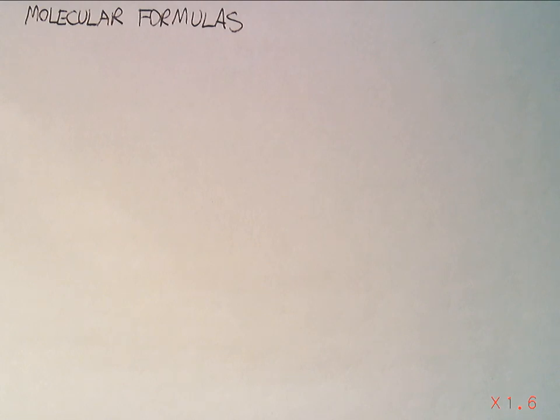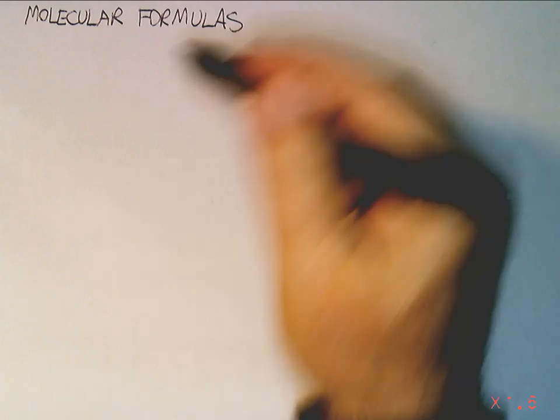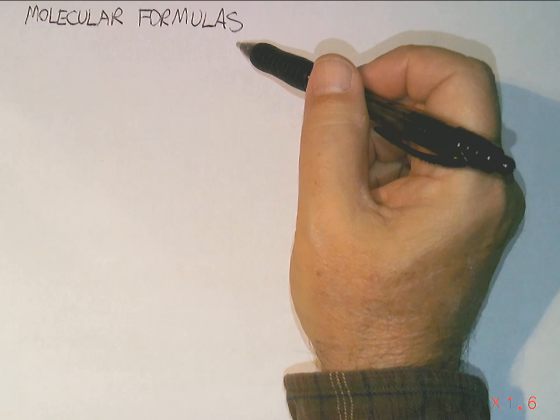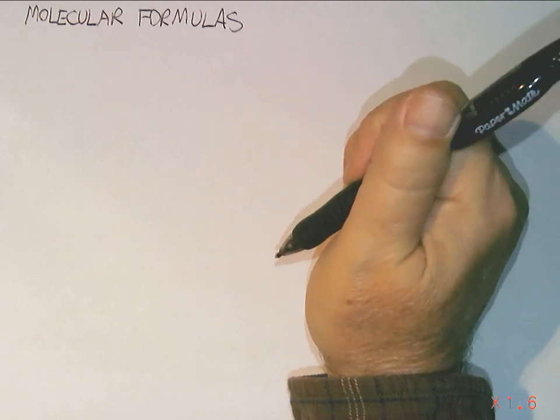Now in the last video we saw how to get empirical formulas from element percentages. The empirical formula is fine for ionic compounds. It's giving you the simplest mole ratios for the different elements that are in the compound. But when you have a covalent compound, a molecular compound, chemists prefer molecular formulas instead, because they give the actual number of atoms of each type in a molecule.